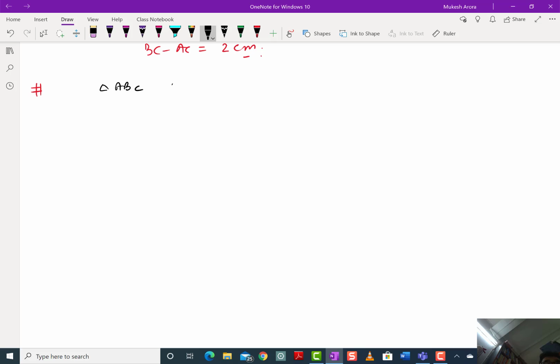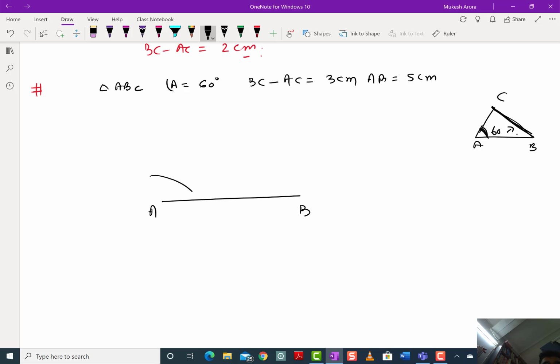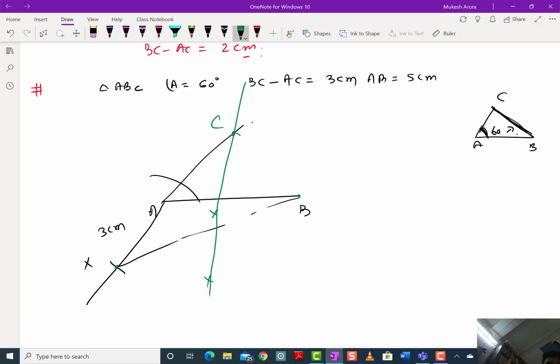Triangle ABC where angle A is equal to 60, BC minus AC is equal to 3 centimeters, AB is 5 centimeters. Again, ABC, BC is greater, angle opposite to this, exactly the same. At AB we will draw the angle at B, extend downwards to X, how much? That is 3 centimeters. We'll join this dotted, then we'll bisect, putting the compass here and here, we'll bisect this line and we will extend it wherever they meet. This is C.